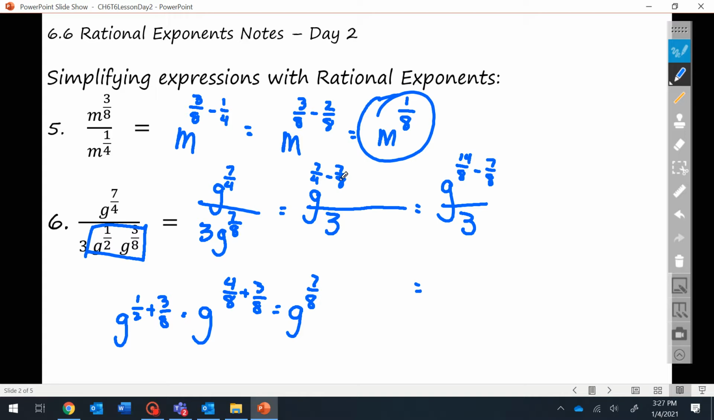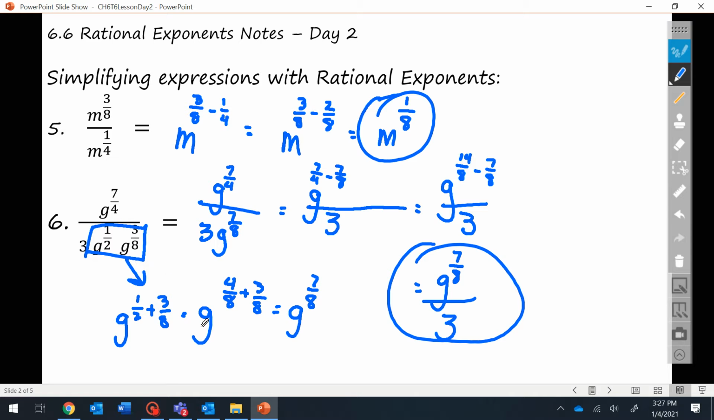Yeah, because multiplied by 2. 14 minus 7 is 7, so this is g to the 7/8 power over 3. Alright, that one was a little bit messy. There's a lot of stuff to do here. I needed to combine these by using the product property. I need to combine these by using the subtraction property, etc.